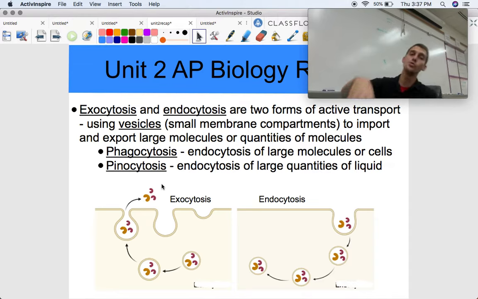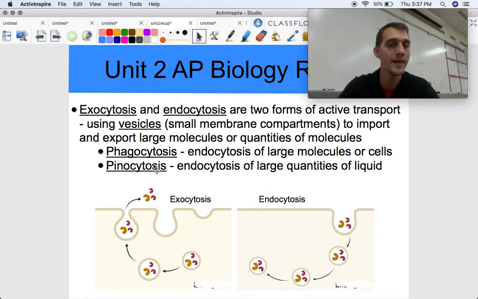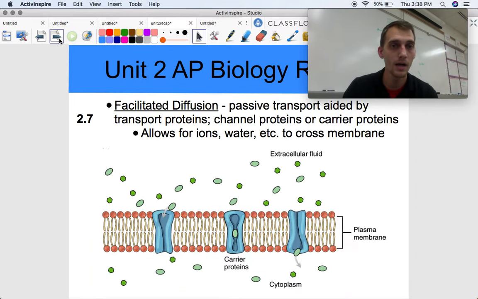Okay, two types of endocytosis are phagocytosis and pinocytosis. Phagocytosis is taking in a large molecule or even a cell. A lot of your immune cells, if they find something they don't like in your body, will phagocytize them and basically take them in and dissolve them. And pinocytosis is taking in large quantities of a fluid through endocytosis. All right. Moving on.